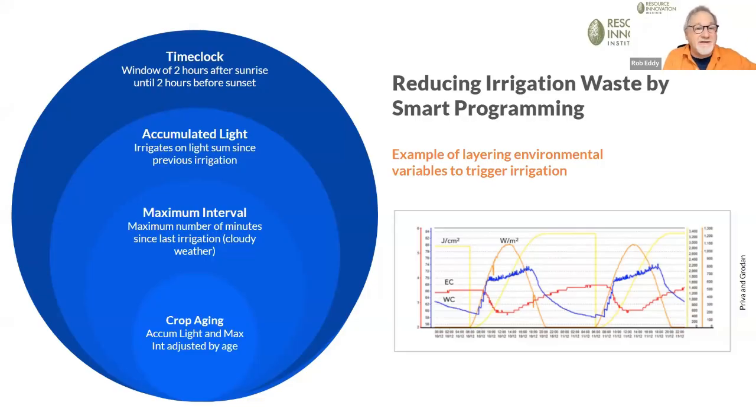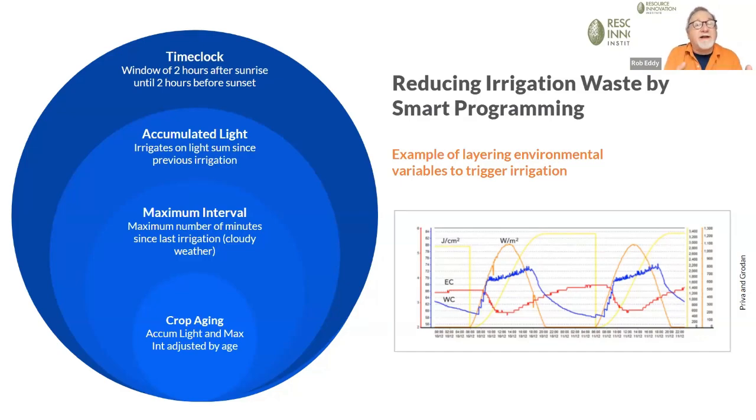You don't want to be watering at night, typically. You probably want it to start a couple hours after the lights come on or the sun comes up, and stop a couple hours before sunset or the lights go off. So you've got this window, and within that window you want other things to tell it when to turn on. Accumulated light since the last irrigation is one thing that can trigger irrigation, or the maximum interval, the maximum number of minutes since the last irrigation, which is sometimes helpful in low light in greenhouses, because sometimes you don't reach the accumulated light, but you still realize it needs to be watered.